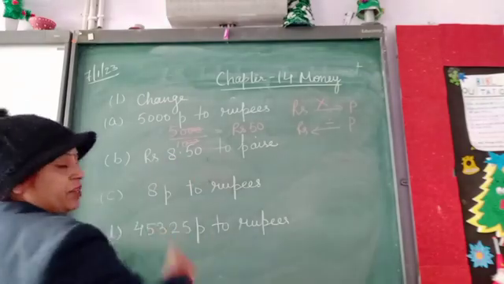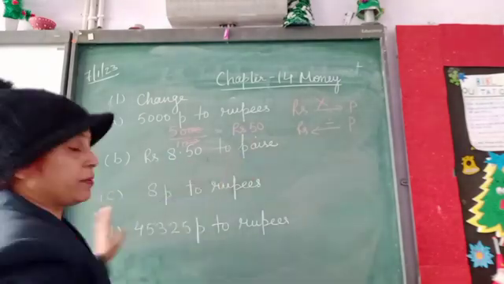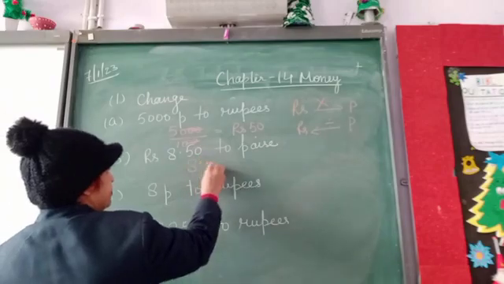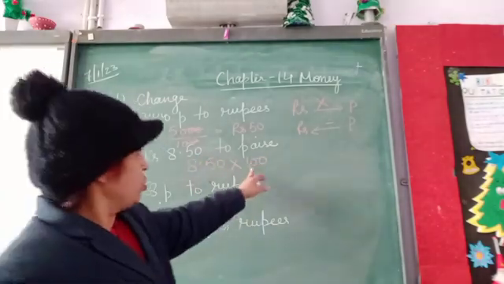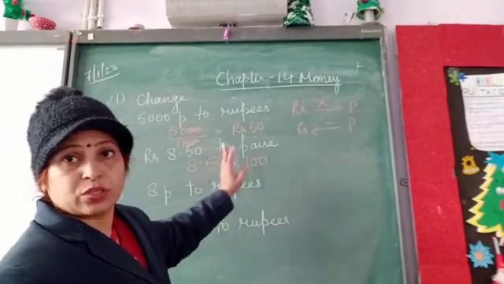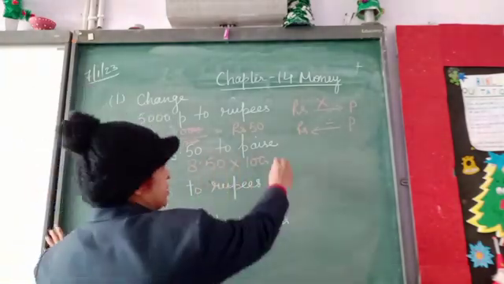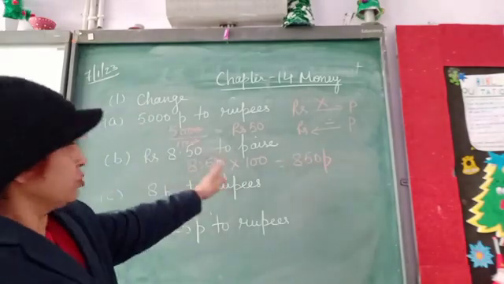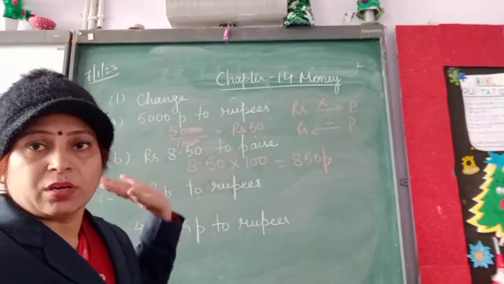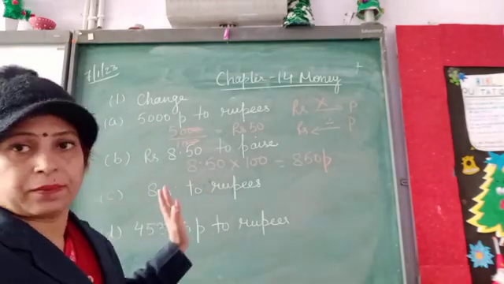Now 8 rupees 50 you have to change into paisa. This you will multiply by 100. Now 2 zeros are there, so the point will shift 2 digits further. So that means 850 paisa. You just have to remove the point from there.